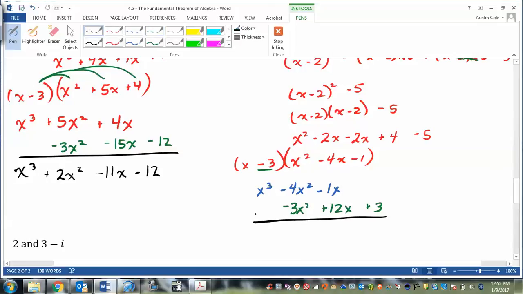So, did I make a mistake? No, I did. When I add them together, x cubed, minus 7x squared plus 11x plus 3. So if we started with this and did P and Q and found all of them, those would be our zeros. Okay? Last one.